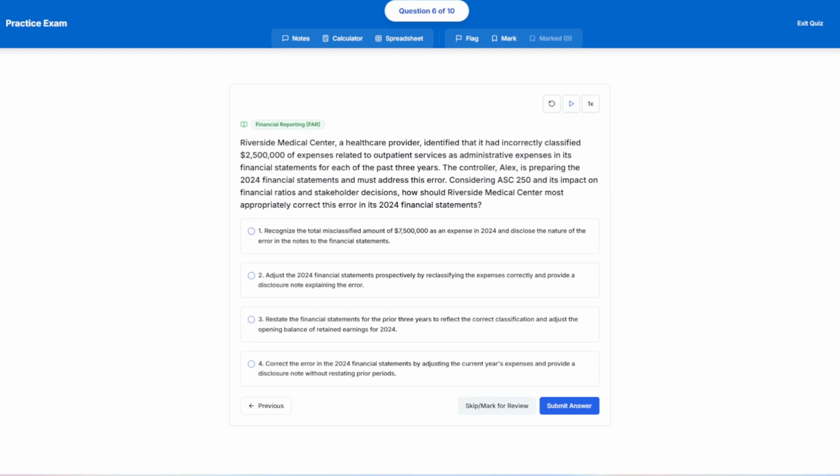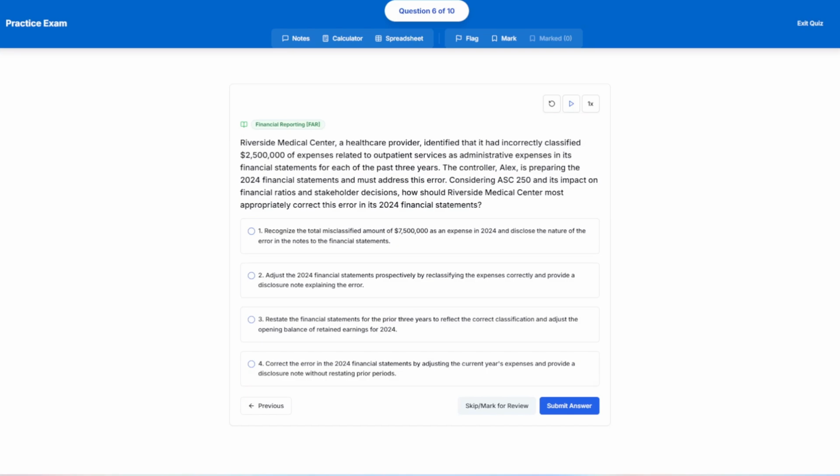must correct the error by restating those statements. This involves adjusting each prior period presented to reflect the correction and adjusting the opening balance of retained earnings for the earliest period presented for any cumulative effect of the error on periods not presented. Let's go through each option systematically.